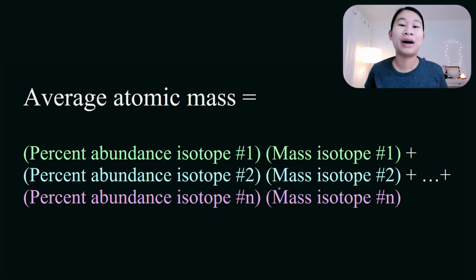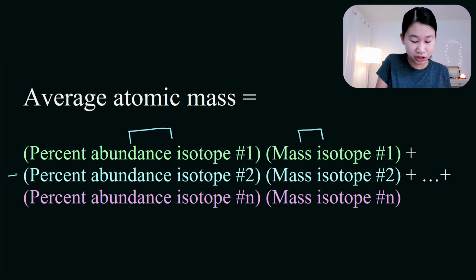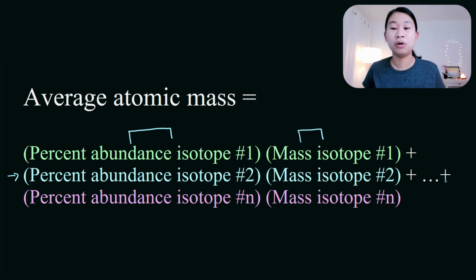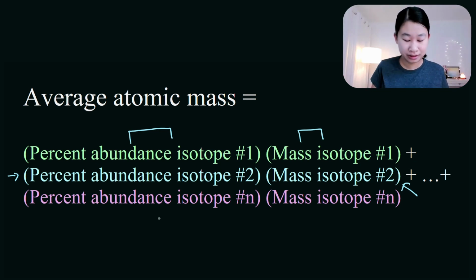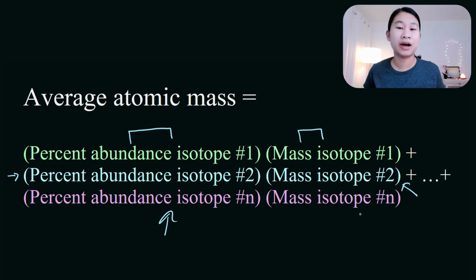Here is the equation to find average atomic mass. Here, you're going to take the percent abundance of isotope 1 and multiply it by its mass. Then, if you have another isotope of that element, you will take that percentage of the second isotope and multiply it by the mass of the second isotope. You will keep doing this each time. So if you have a third one, then down here, you would have the percentage of isotope 3 times the mass of isotope 3. And you would go on and on until you finish with your isotopes.